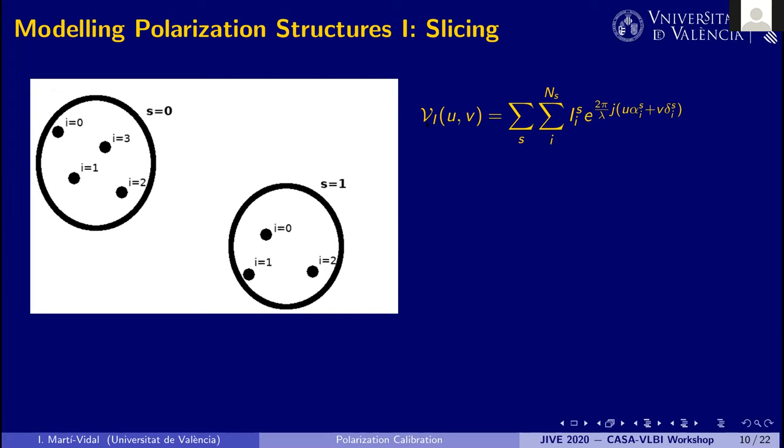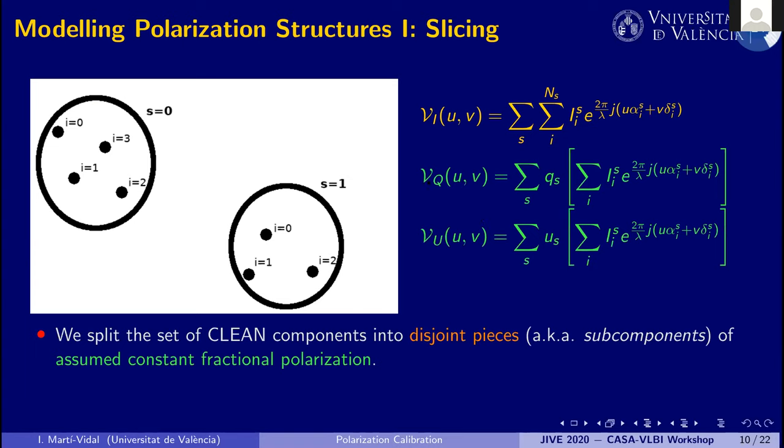Whereas the model visibility for Stokes I is just the Fourier transform of the sum of all these components, the model visibilities for Stokes Q and U separate these components by the subcomponents. So it assumes that the fractional polarization of each one of these deltas within each subcomponent is constant. And then LPCal fits the antenna D-terms together with these values QS and US. So it solves for the instrumental polarization and also for the constant fractional polarization within each one of these subcomponents.